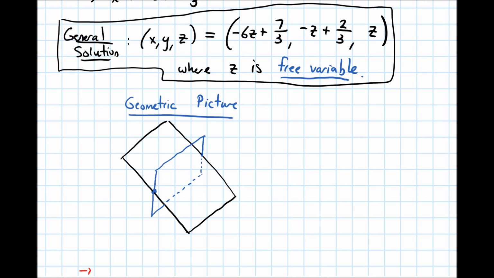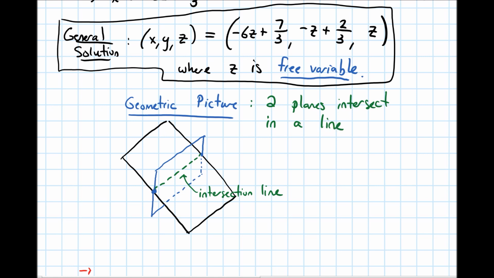And what does the intersection look like? Well, the intersection would be something like this green line that I'm drawing right here. That's the intersection line. So in this particular picture, we have 2 planes that intersect in a line. So it makes sense that when we wrote down our general solution, there were an infinite number of triples like this, an infinite number of points, because there are an infinite number of points on this intersection line.